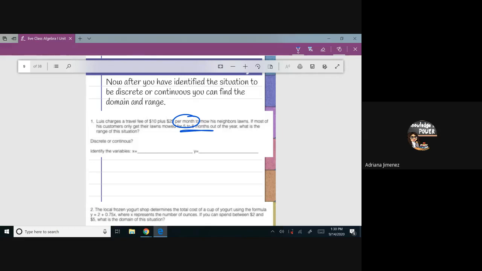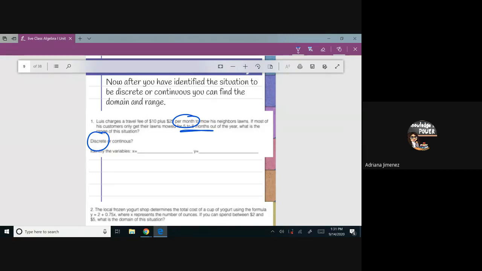Now, because they told you 5 to 8 months, do you think this is going to be discrete or continuous? Anybody? What do y'all think? Discrete or continuous? Because they told you specifically you can only do from 5 to 8 months. Discrete? Yes. Anytime they tell you you can only use certain numbers, it's going to be discrete. So that means he's not charging the person for half a month. He's charging you for the full month, right? So to do the range, all you got to do is figure out how much he is going to charge these people for 5 months, for 6 months, for 7 months, and for 8.